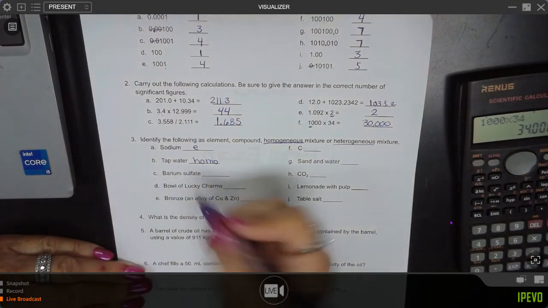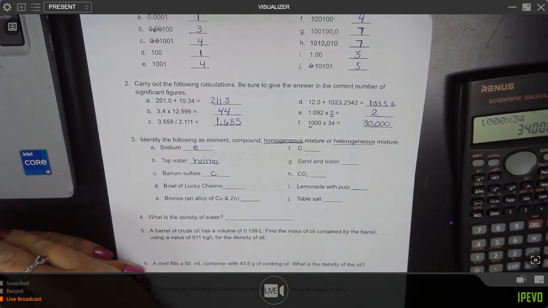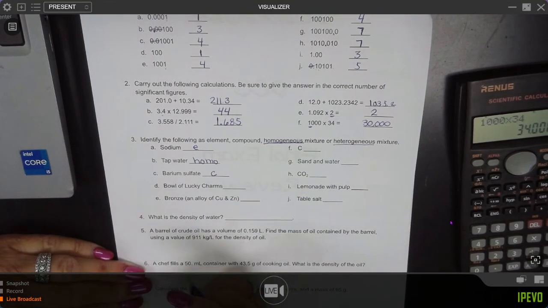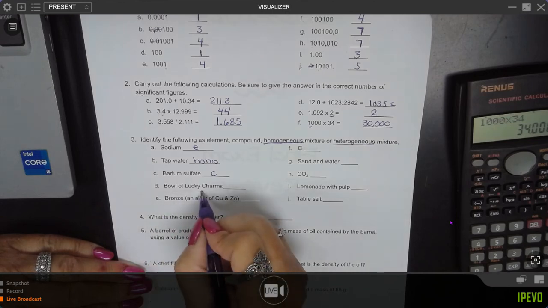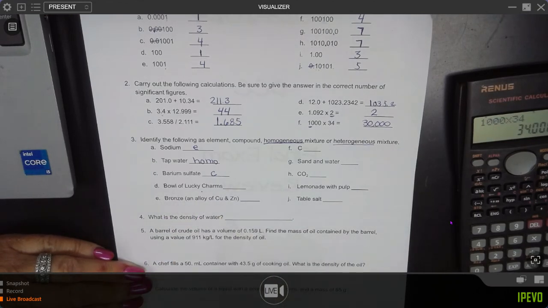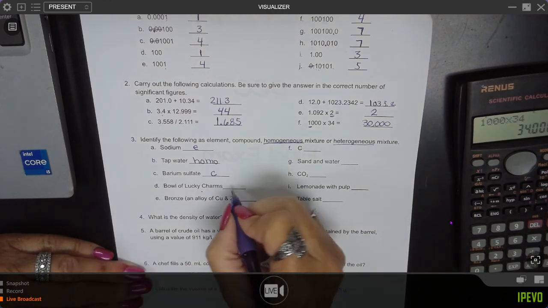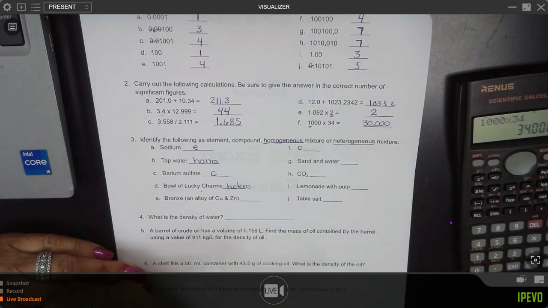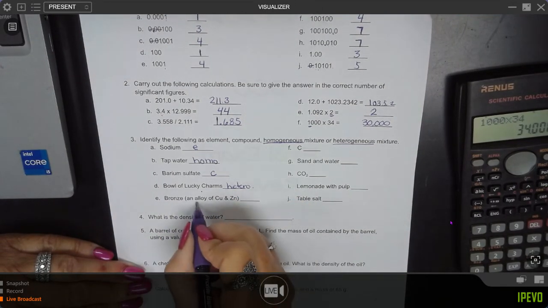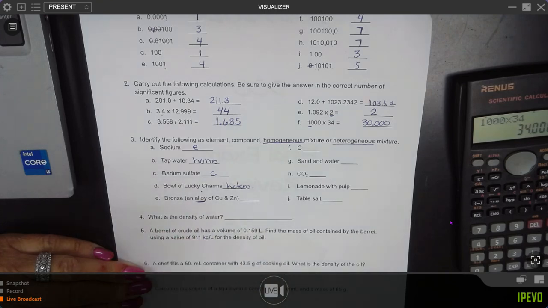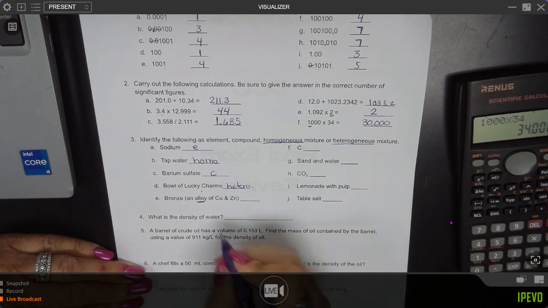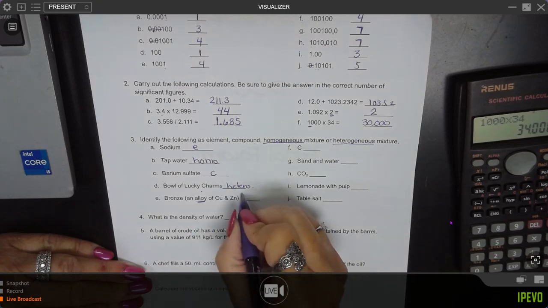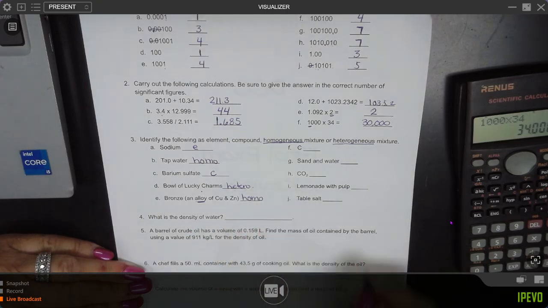Barium sulfate, compound. Okay, it's got more than one element combined. A bowl of Lucky Charms. If you know Lucky Charms, it's got the cereal part, the crunchy part, and then it's got the marshmallows, so it does not look the same throughout. So that's going to be a heterogeneous mixture. Bronze. Anytime we have an alloy, it's a mixture of different metals, okay? But it looks the same, okay? So it's going to be a homogeneous mixture.